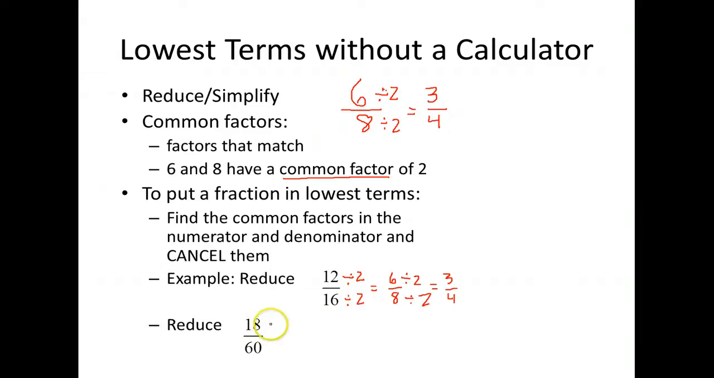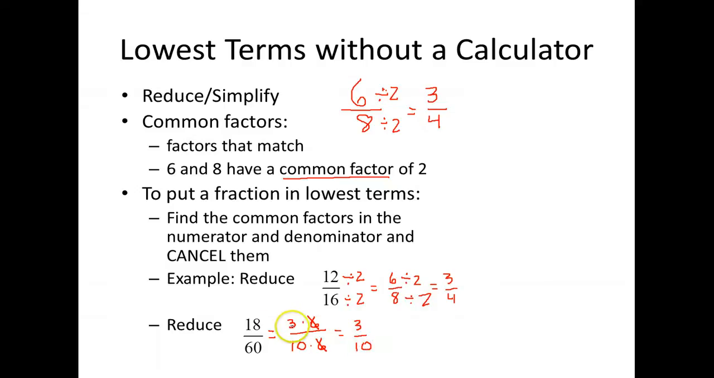So here's 18 over 60, and I want to reduce, and I want to pick the biggest number possible to reduce by. So let me show you another way to do this. I know that I could rewrite 18 as 3 times 6, right? And if I wanted, I could also change 6 to 3 times 2, but I'll leave it as 3 times 6. Now 60 I could rewrite as 10 times 6. So the common factor in the top and the bottom is 6. So if I divide the top by 6 and the bottom by 6, they go away, and I end up with 3 over 10.